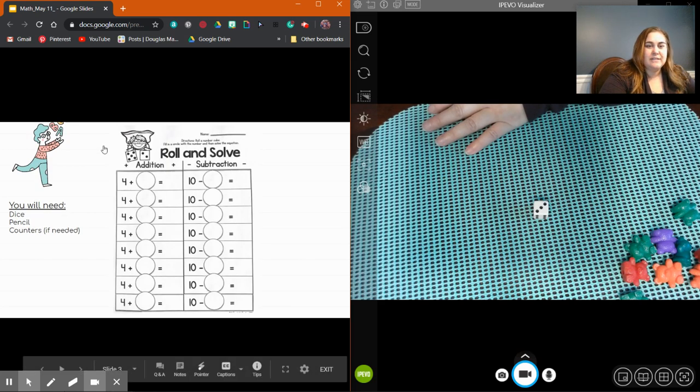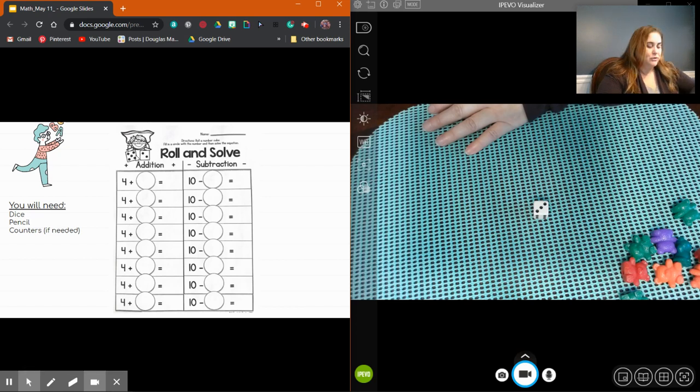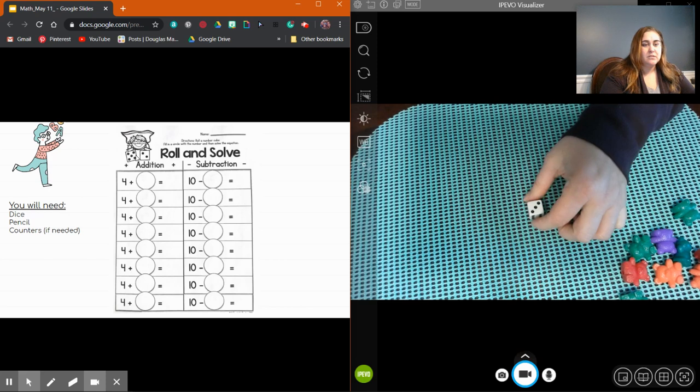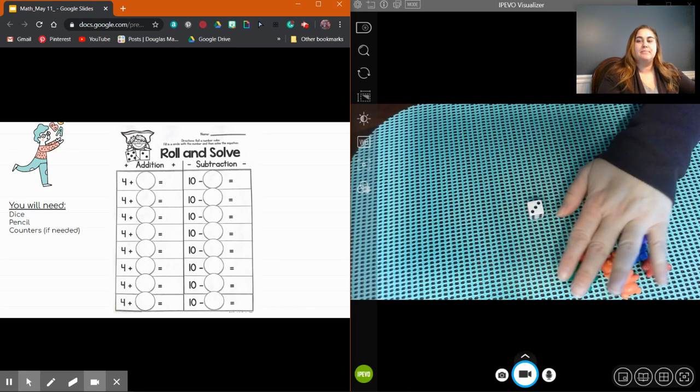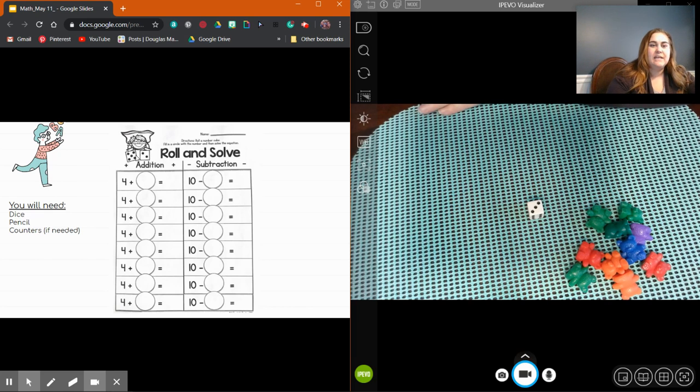All right, so this is your assignment for today. This is in your packet. It says roll and solve at the top. What you need for this is your dice, a pencil, and you can use counters or something if you need to help you with the addition or the subtraction. If you need them, you will need 10 total of something in order to use these correctly for the paper. So let's take a look at this paper.